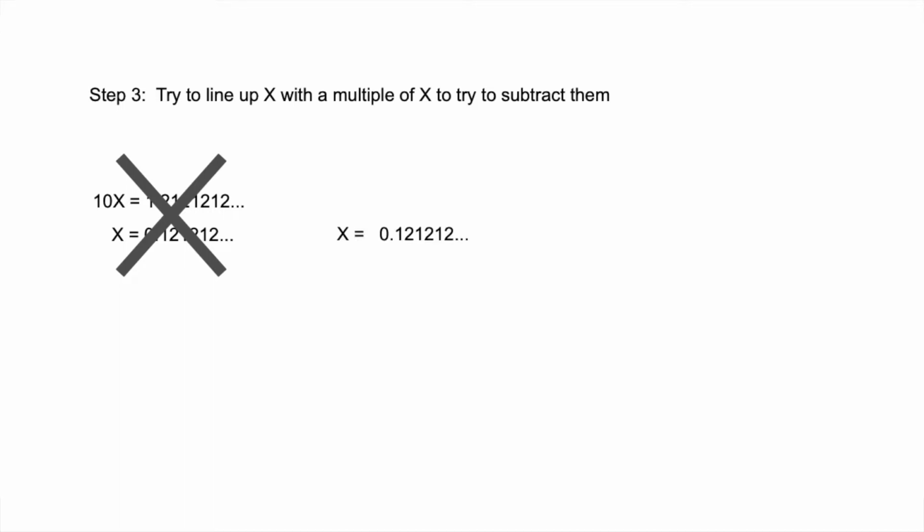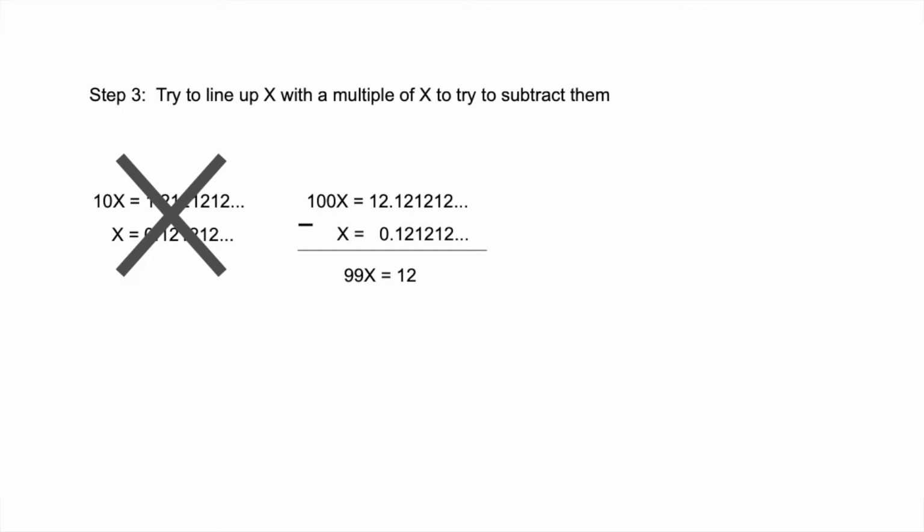We have our x again, and now we have 100x. If we subtract this, the repeating parts nicely cancel out. So subtracting this term by this term gives 99x equals 12. Make sure you know why that is.